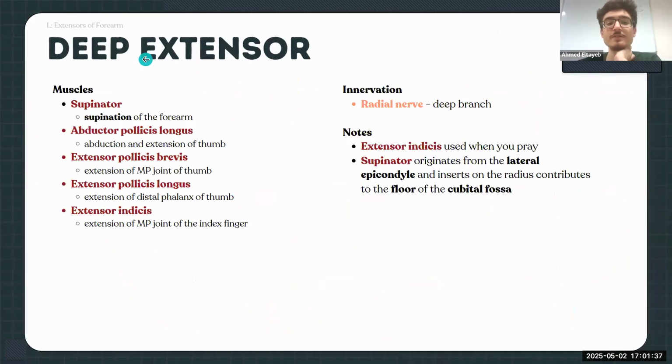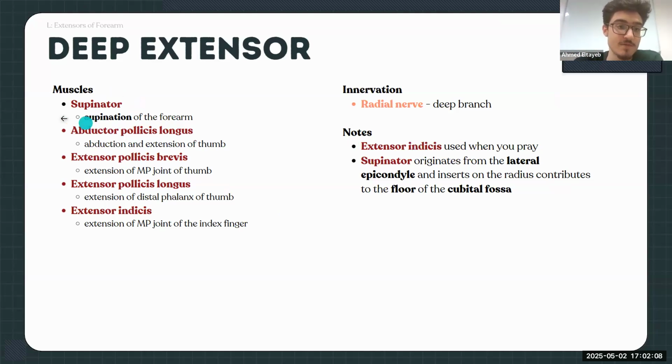And then when we talk about the deep extensors, we only have 5 muscles. So in the superficial extensor compartment, we have 6 muscles. In the deep, we have 5. In the flexor compartment, in total, we have 8. So count the muscles with me, guys. We have 8 flexors and 11 extensors. So subhanAllah, in your forearm alone, you have 19 muscles. SubhanAllah, this honestly blew my mind.